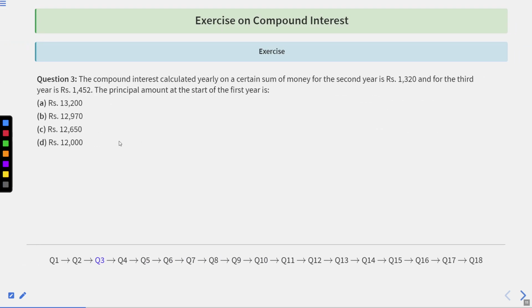Question number 3. The compound interest calculated yearly on a certain sum of money for the second year is rupees 1320, and for the third year is rupees 1452. The principal amount at the start of the first year is.